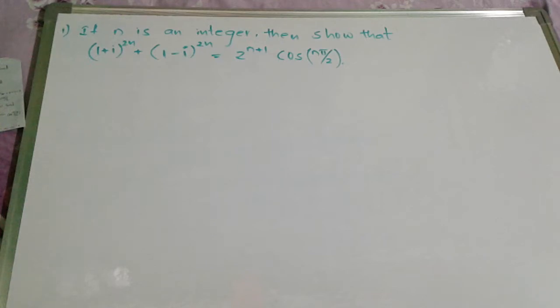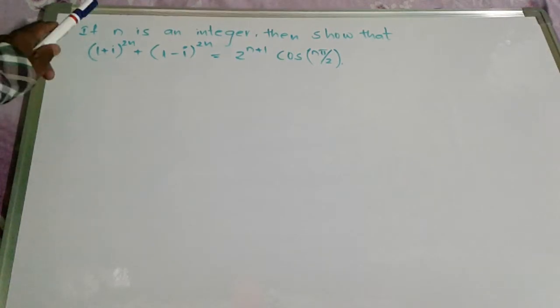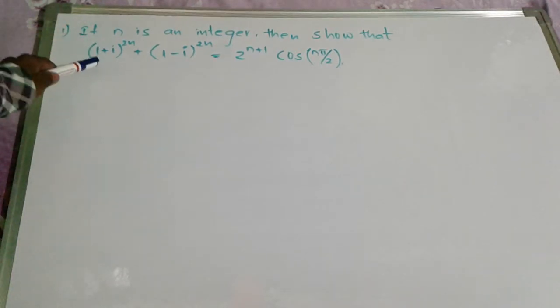Okay guys, this is the first question of level 1, and in order to solve these kind of problems we have to do two steps. First we have to write the mod amplitude form, or trigonometric form, or polar form of this 1 plus i and 1 minus i. After simplification, we have to apply de Moivre's theorem to get the final RHS. So let's do it.